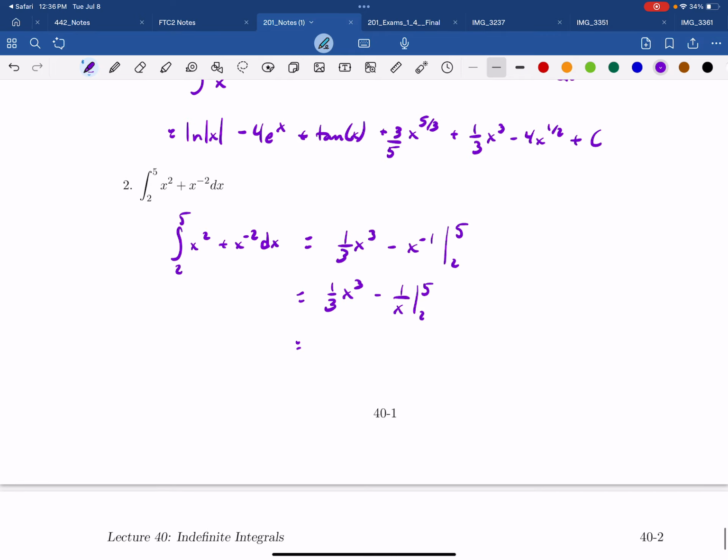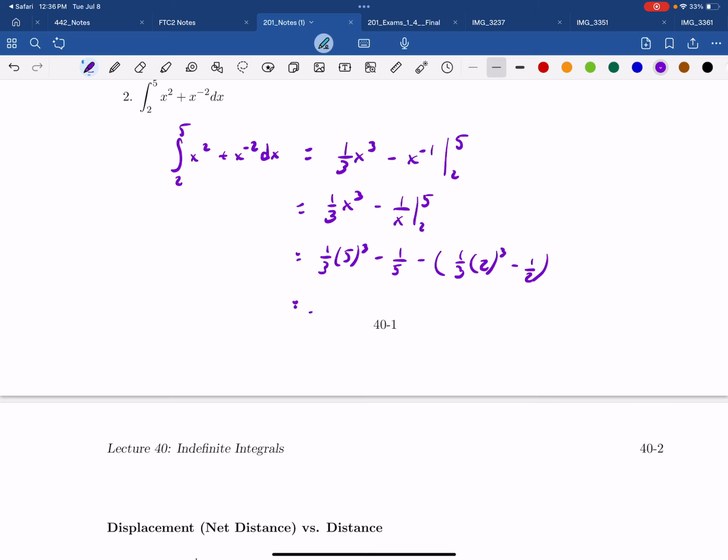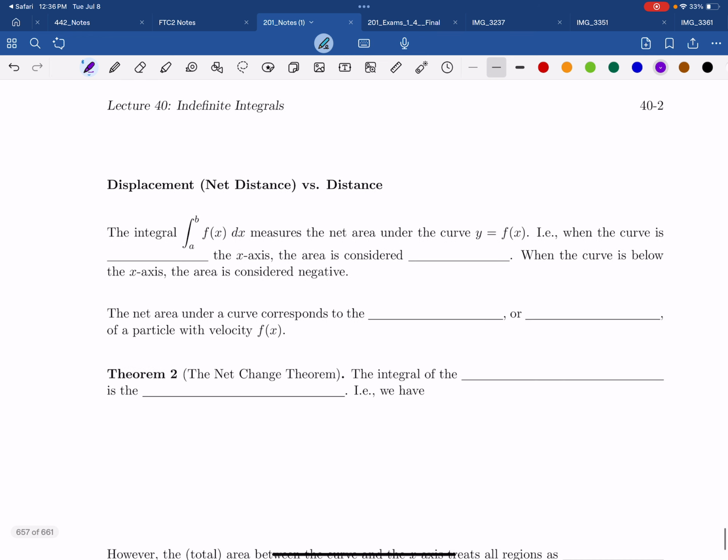Anyway, plug this stuff in. What's this going to be? 1/3 times 5 cubed minus 1/5, minus 1/3 times 2 cubed minus 1/2. That's our answer. You could simplify that, right? I'm not going to bother, but you can simplify that. Okay. All right. So we have that.